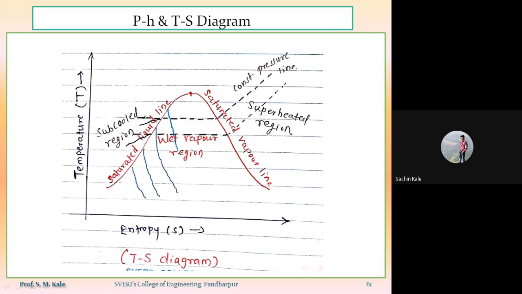So such type of line will be there. Those will be called a constant enthalpy line. H is equal to constant. So a constant enthalpy line. Those lines will be called a constant enthalpy line. And here the critical point is missing also. This point will be called a critical point.